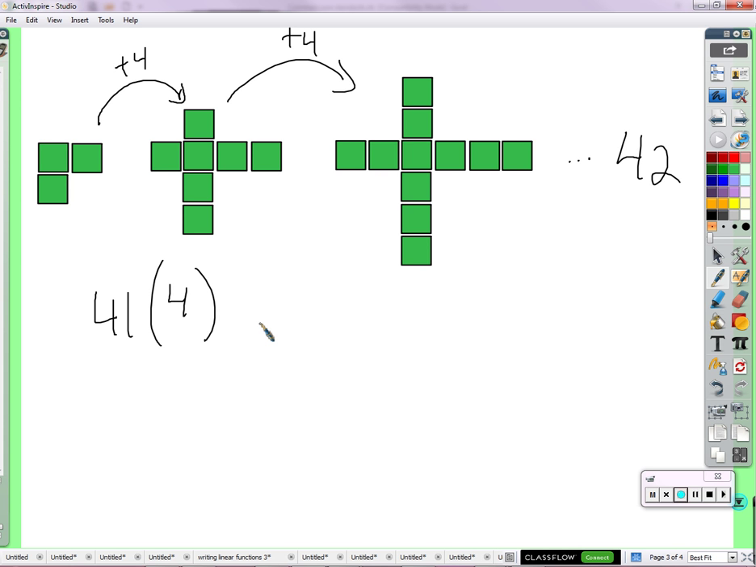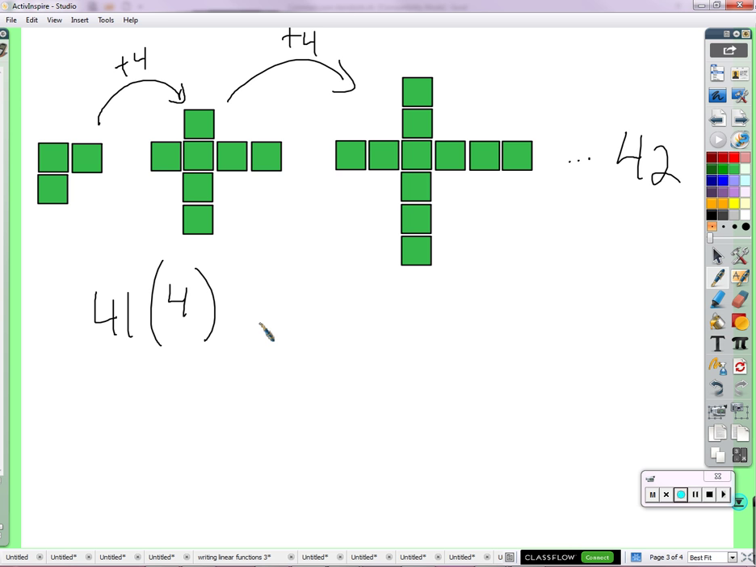How many blocks of what? How many blocks are needed for 41 steps? So how many blocks are going to be added on? Added on to what? Added on to figure one. Added on to these, how many blocks?